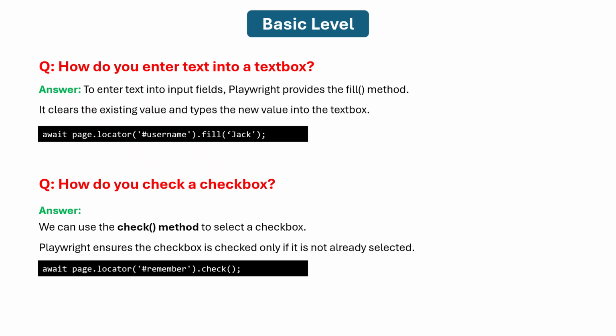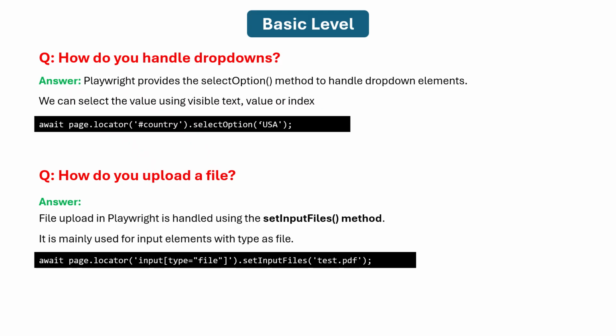How do you check a checkbox? We can use the check method to select a checkbox. Playwright ensures the checkbox is checked only if it is not already selected. How do you handle dropdowns? Playwright provides the selectOption method to handle dropdown elements. We can select a value using visible text, value, or index. How do you upload a file? File upload in Playwright is handled using the setInputFiles method. It is mainly used for input elements with type as file.